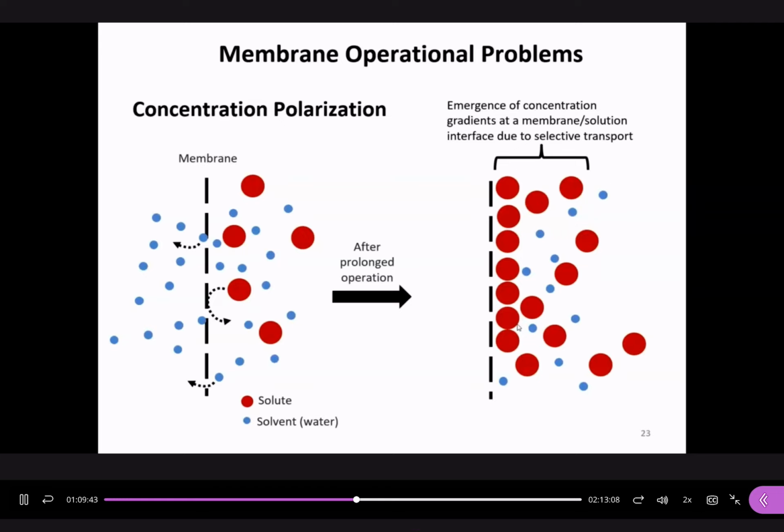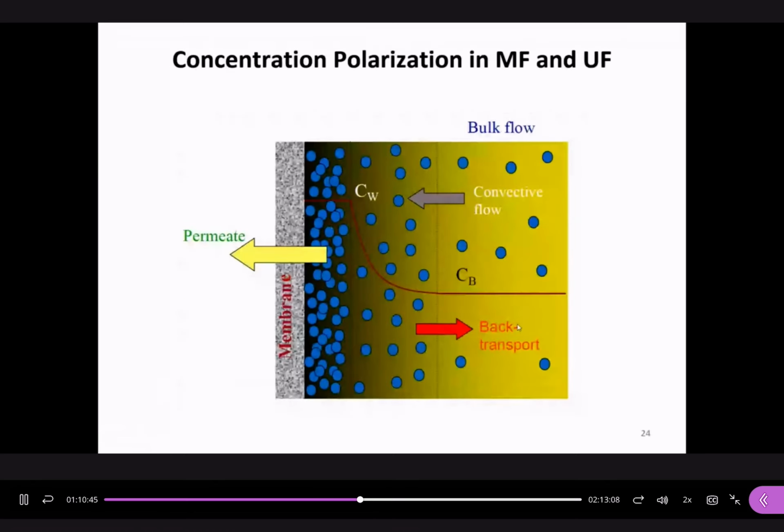Concentration polarization is a reversible process. When you release the pressure, the solutes will move away from the membrane surface into the bulk water. But during the operation, they are concentrated in a very thin layer near the membrane surface. Because of the concentration gradient, with high concentration near the membrane surface and lower concentration in the bulk, there will be back diffusion, back transport of the solutes. So concentration polarization makes the membrane operation somewhat complicated. We are not going to discuss the details, but you should understand what concentration polarization is.